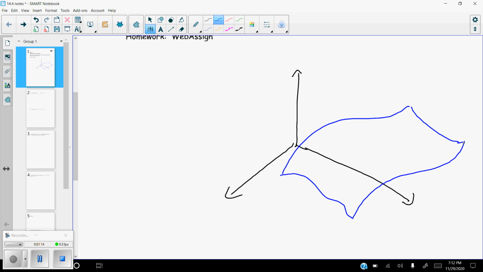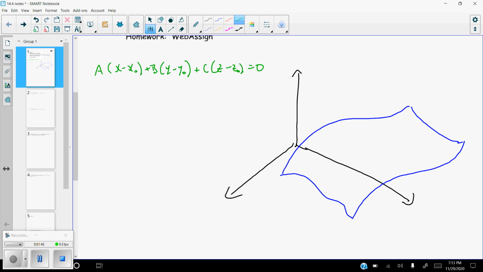All right, so here's the general idea. The idea is we know how to write the equation of a plane. Okay, let's start off with that. The equation of a plane is A(x minus x naught) plus B(y minus y naught) plus C(z minus z naught) equals 0. So that's your general equation of a plane.